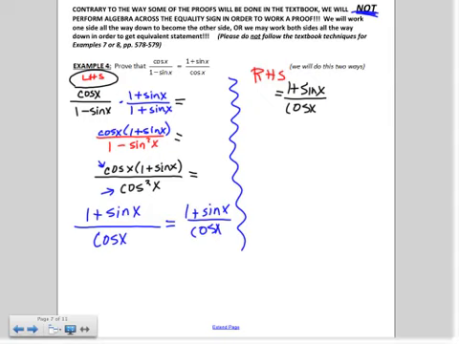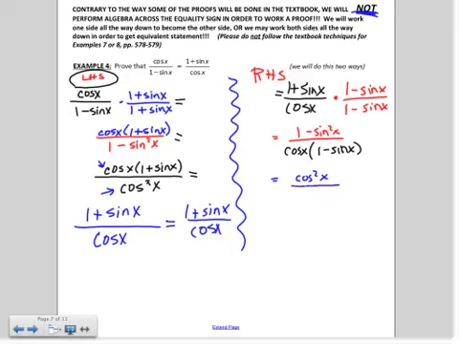I'm going to multiply by the conjugate of the numerator, because I want to make it nice and simple. So I'm going to multiply by 1 minus sine x over 1 minus sine x. And that gives me 1 minus sine squared x on top, and on bottom, again, I don't want to factor it or distribute it, so this is cosine x times 1 minus sine x. Well, 1 minus sine squared x by the identity is cosine squared x over cosine x times 1 minus sine x.